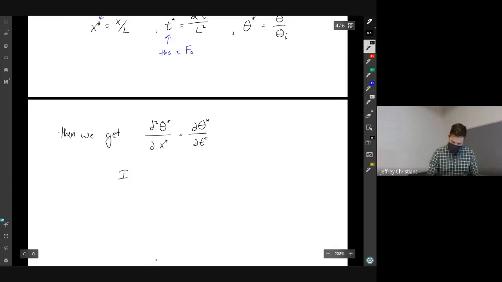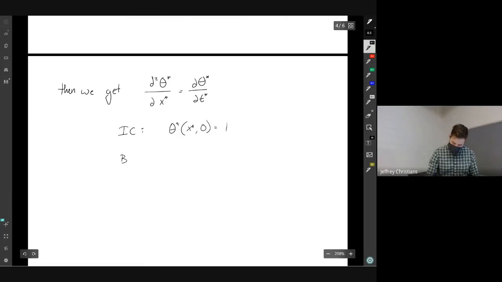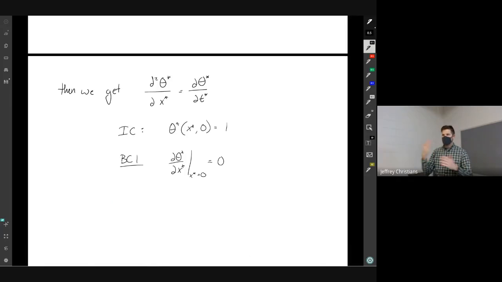Our initial condition becomes theta star at x star and 0 equals 1. Our boundary conditions become d theta star dx star at x star equals 0 equals 0. So that one doesn't really simplify, but it does take the temperature and position units out.